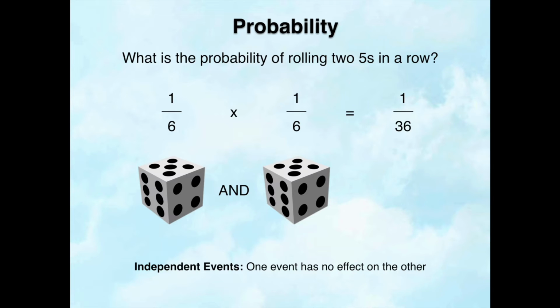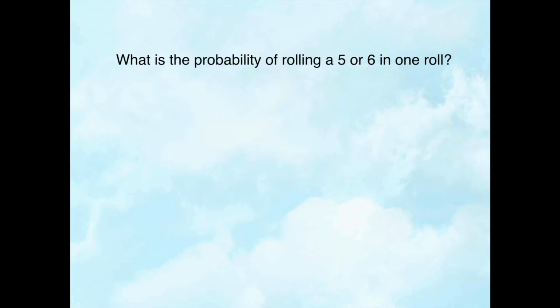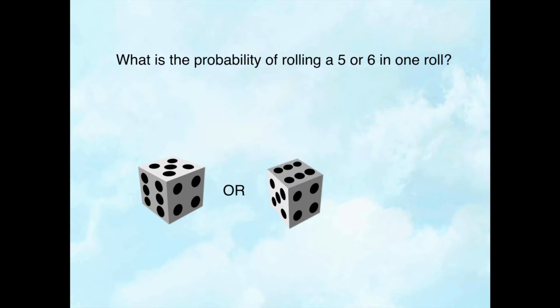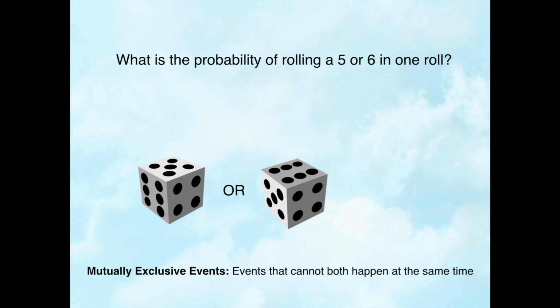Now, let's calculate the probability of landing on a 5 or a 6 in one roll of a die. Clearly, we can't land on both a 5 and a 6, so this is an example of what are called mutually exclusive events, events that cannot both happen at the same time. When this happens, the probability that either event will occur is given by the OR rule, which tells us to add the probabilities of each event. In this case, we get an answer of a third.